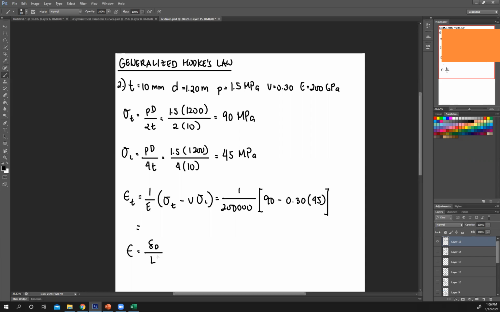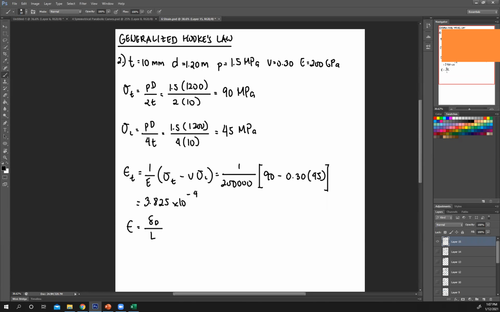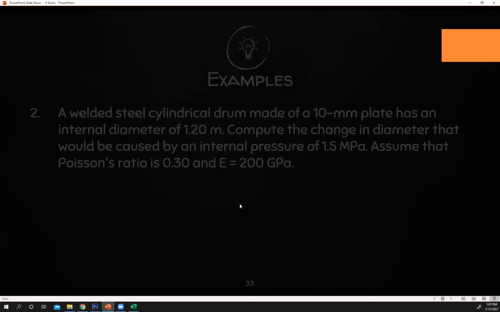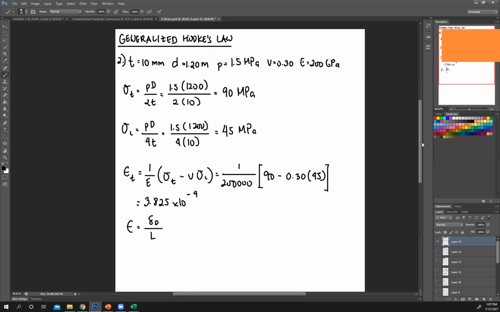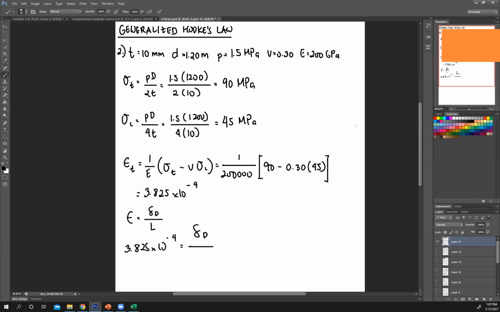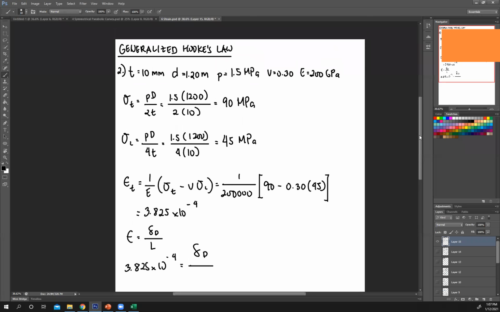Correct, John. 3.825 times 10 raised to negative 4. Now we're looking for change in dimension, change in diameter. So this is strain. As you can see, change in diameter. Using our basic equation for strain, deformation over L, we're looking for deformation. So 3.825 times 10 negative 4 equals this, what we're looking for, all over the original dimension, which was 1.20 meters.